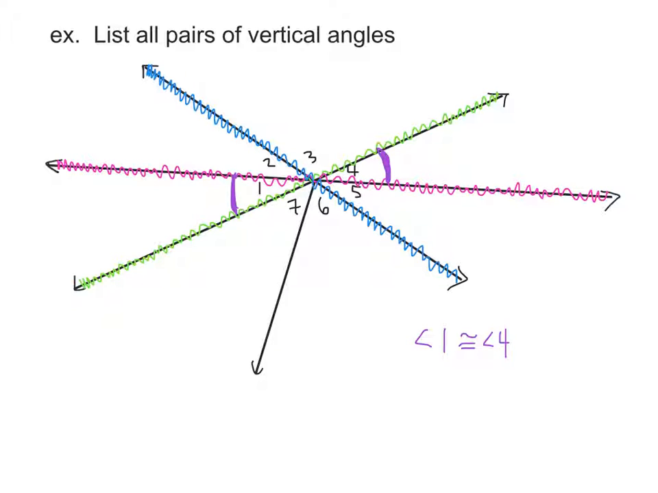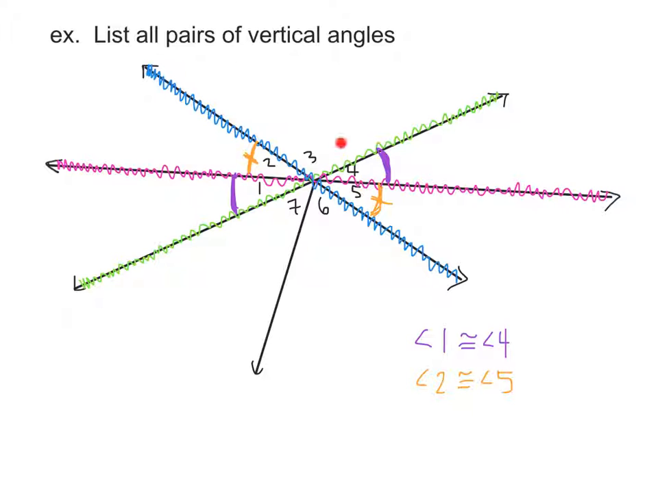Okay, first pair. Here we go, opposite rays. This pink ray and this pink ray are opposite rays. This green one and this green one are opposite rays. So pink and green give me angles 1 and 4. There's a pair of vertical angles. Our next pair of opposite rays, we've got the blue ones and the pink ones. Angle 2 is made up by blue and pink. Angle 5 is made up by blue and pink. So there's pair number 2 of vertical angles.